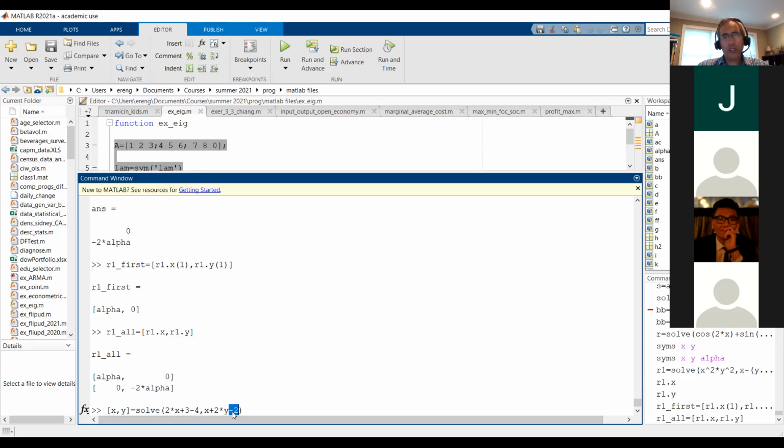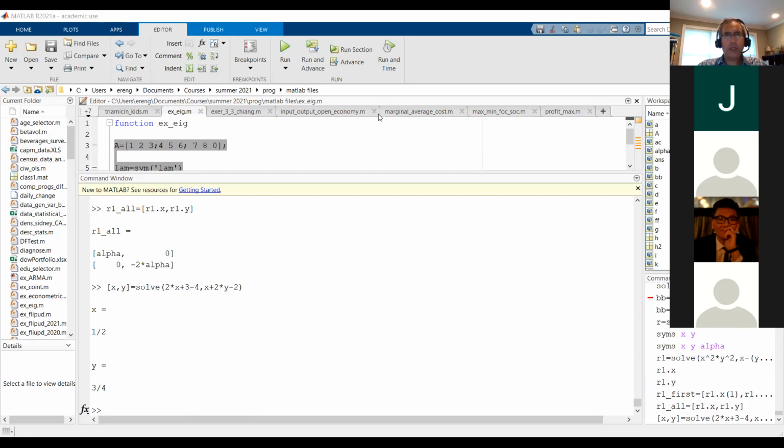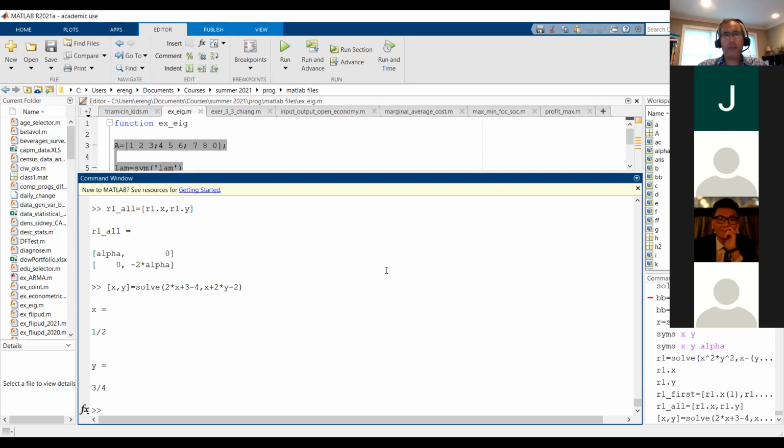Does it just automatically assume it's going to equal 0? To 0, exactly. So if you want to write equals 4, it should work the same. And then I have it. I have x equals 1/2 and y equals 3/4. Make sense? Make sense to everyone?